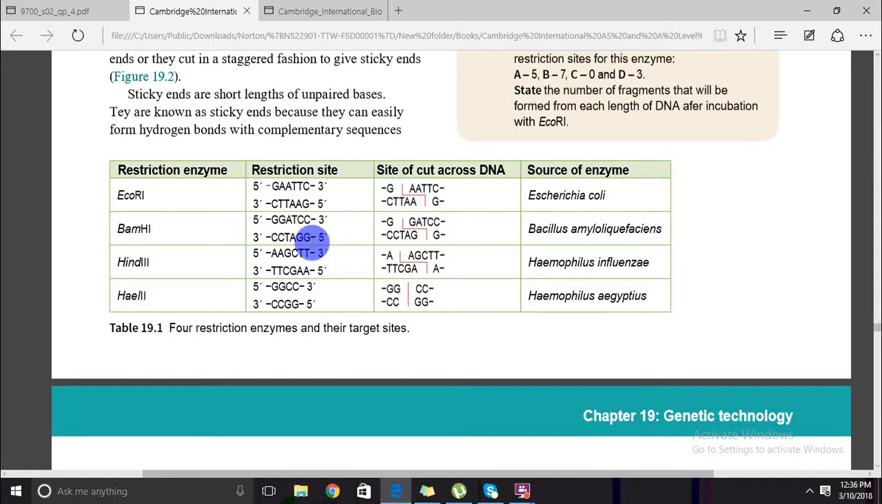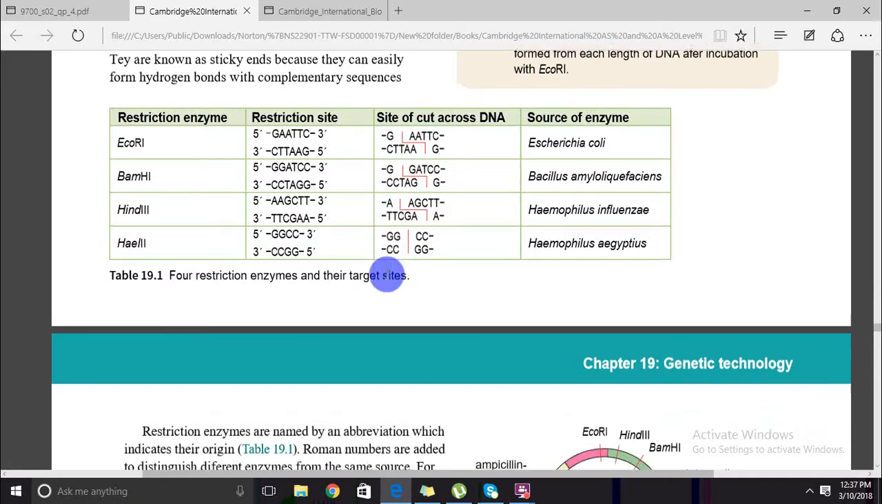This, I believe, is also palindromic, and this is how it is cut. This is also palindromic and is cut in this manner, and this is also palindromic, but it isn't cut in a staggered fashion. It is cut straight through the sugar phosphate backbone, and so you will get blunt ends, whereas over here you would have gotten sticky ends.